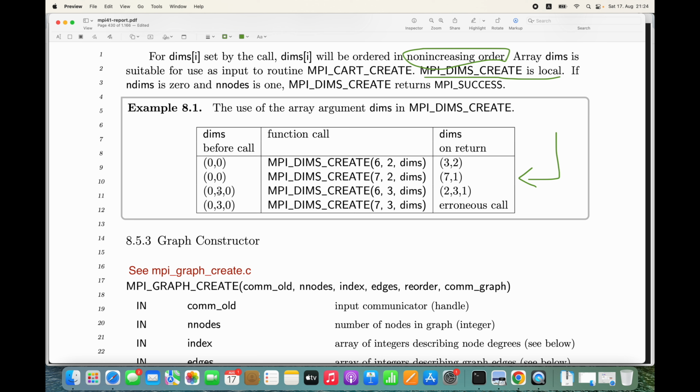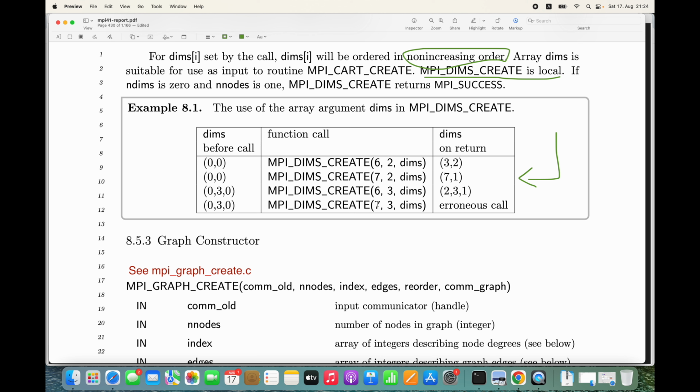So if this one was 0, 0, and 0, then it's going to return 3, 2, and 1. But since the initial value is 3 here for the second argument, or for the second dimension, then what this MPI dims create is going to do is figure out the rest of those multiplications. That is going to be 2 and 1. So the multiplication of all of these is going to be 6.